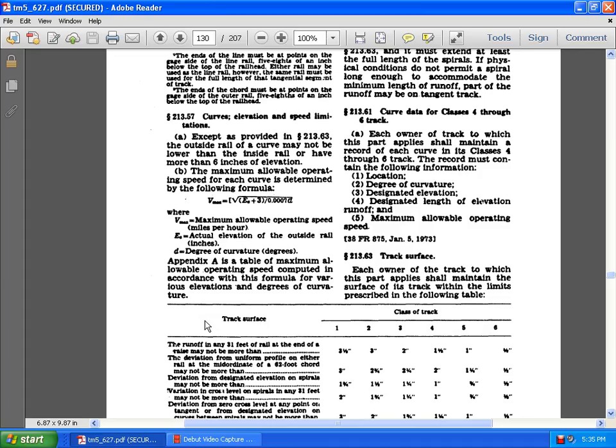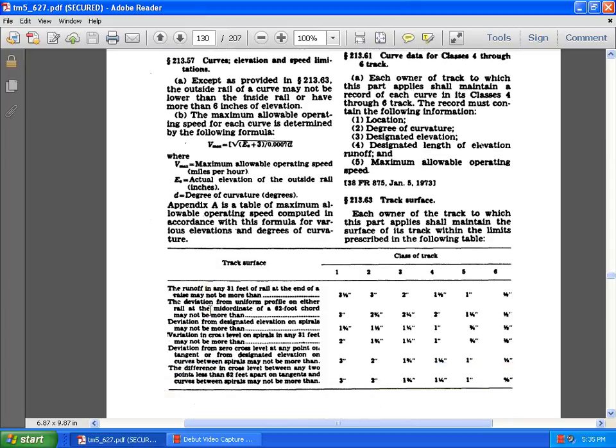Track surface. Each owner of the track to which this part applies shall also maintain the surface of the track within the limits prescribed in the following table. The runoff at the end of a 31 foot rail may not be more than 3 1/8 inches in class 1, 2 and 3 inches in class 2 and 3, class 4 1 1/2, class 5 1 inch, and class 6, I'm guessing, 1/2 or 4/8 of an inch.